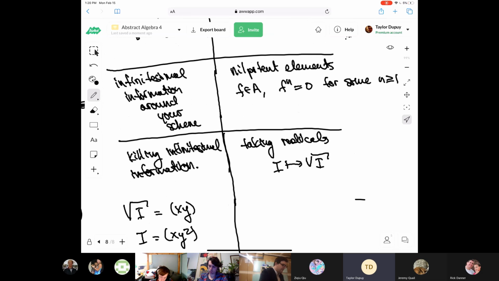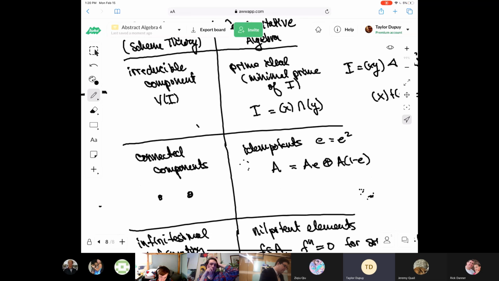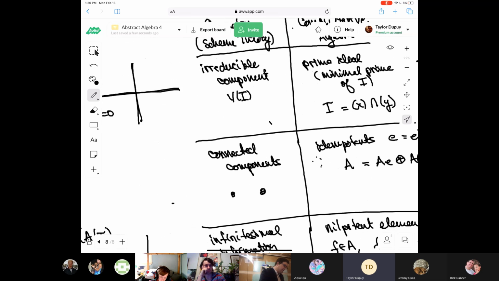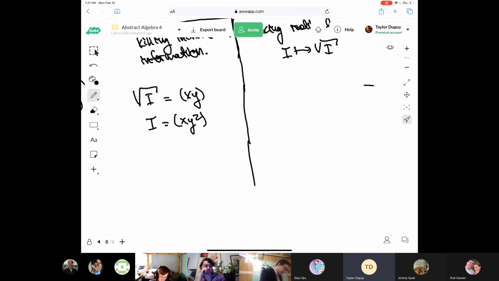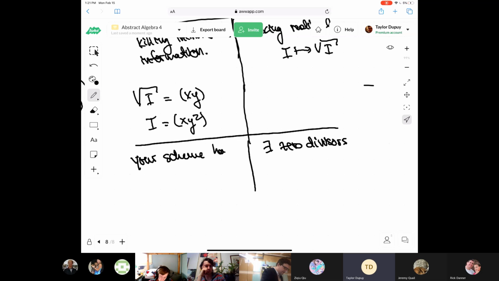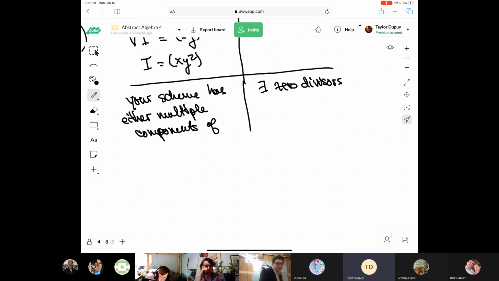And I don't know if we talked about other things, I think this is pretty much what we talked about. And so extra components, right? You can detect whether or not there's extra components by the existence of zero divisors, right? Your scheme has either multiple components, or multiple components up to multiplicity.